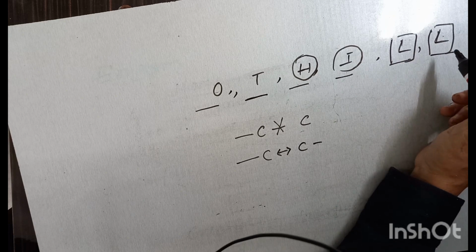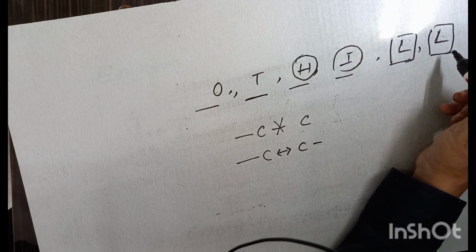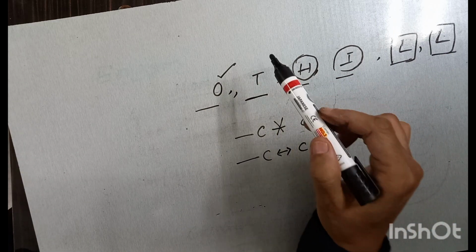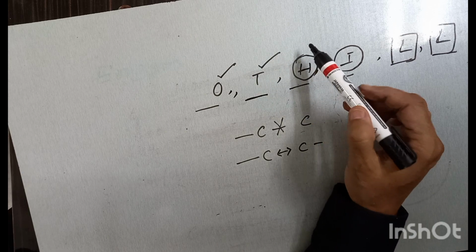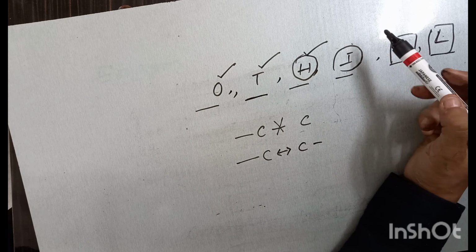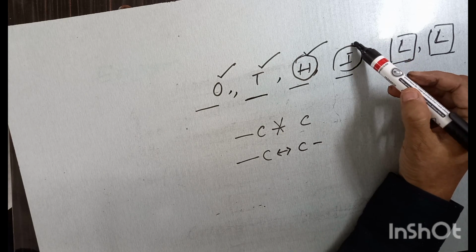But according to enzyme classification, if you want to know the classes, what is a class 1 enzyme? Class 1 enzymes are oxidoreductases, class 2 enzymes are transferases, class 3 enzymes are hydrolases, class 4 enzymes are lyases, and class 5 are isomerases.